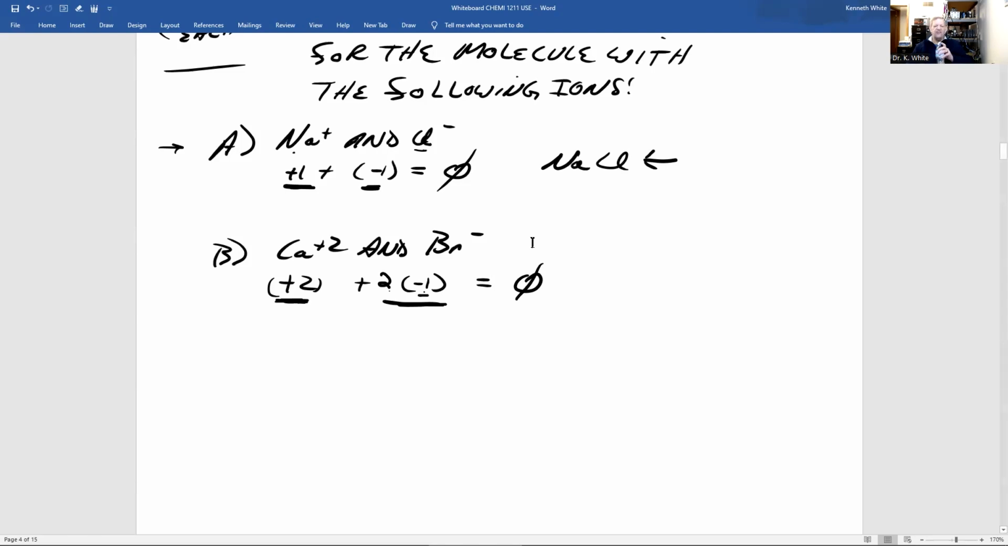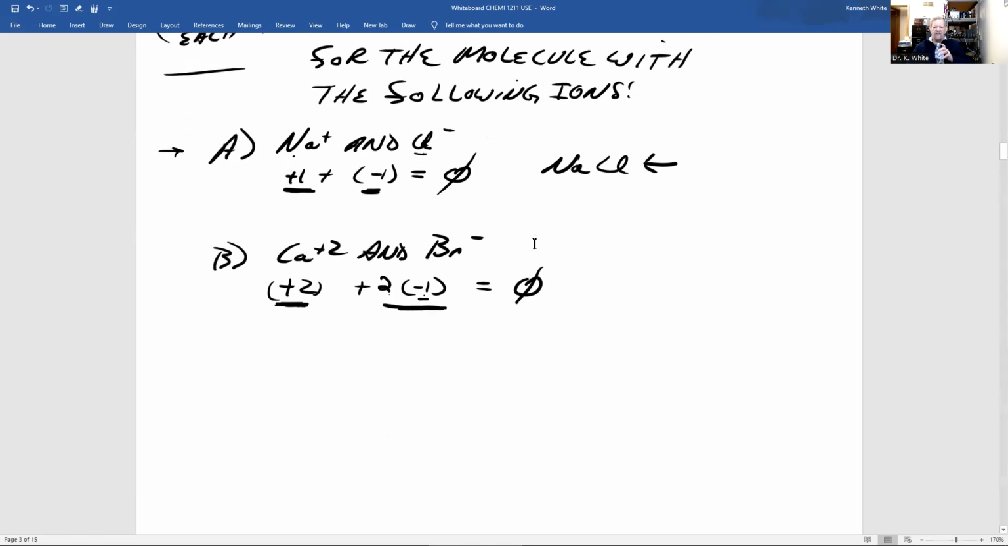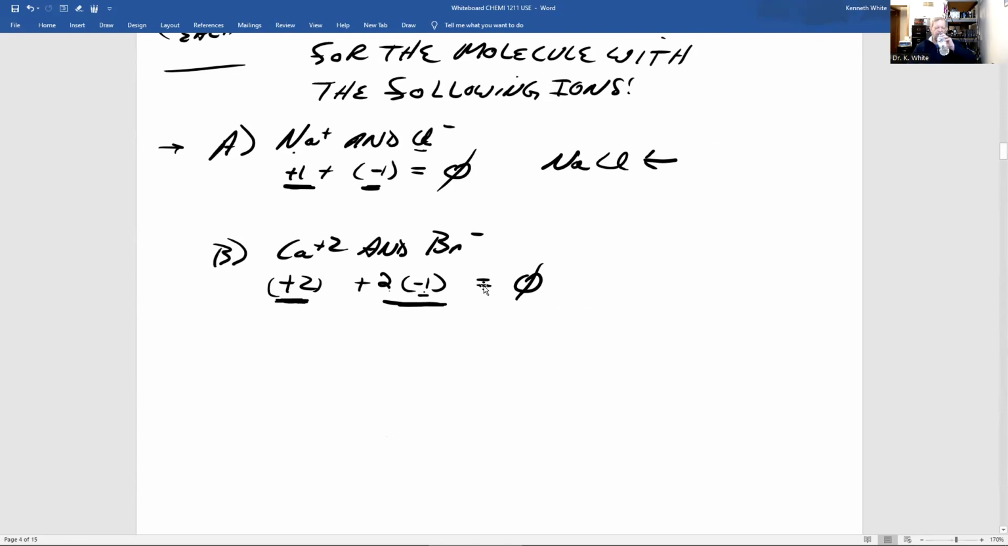But the question asks, write the chemical formula for the molecule with the following ions. Well, if you notice, we're only using one because we didn't change that. 1 calcium. How many bromines do we need? 2. How do we show that? Br subscript 2. So calcium bromide, 1 calcium cation, 2 bromine anions. And that's how you do this.